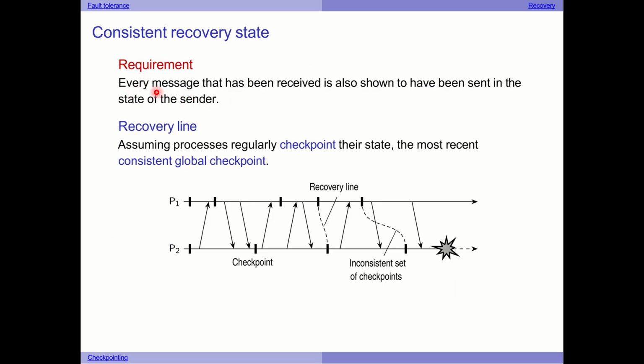So here, for example, is the requirement of the consistent recovery state. We have the consistent recovery state and the inconsistent recovery state. To say that a recovery state is consistent, every message that has been received is also shown to have been sent in the state of the sender. Here we are assuming processes regularly checkpoint their state. The most recent consistent state is the global checkpoint.